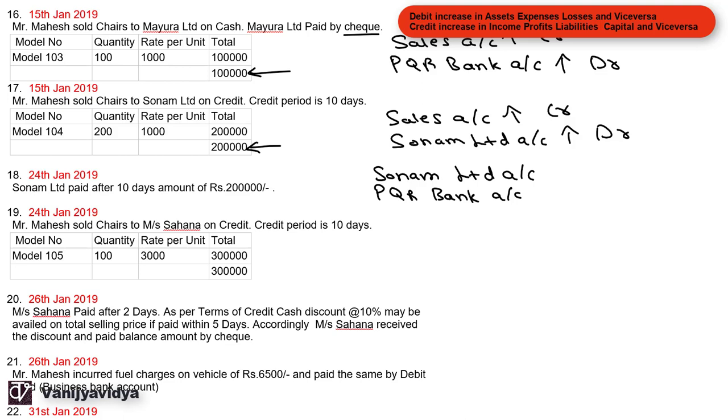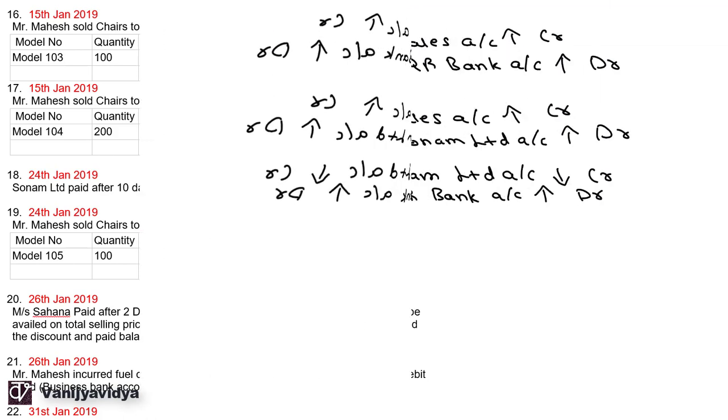Now, Sonam Limited is our debtor asset. Since she has paid the amount, the balance in Sonam Limited has reduced. So we have to credit. PQR bank account is again an asset. There is an increase in the balance, so we are debiting. So the entry will be PQR bank account debit to Sonam Limited. Amount is 2 lakhs.